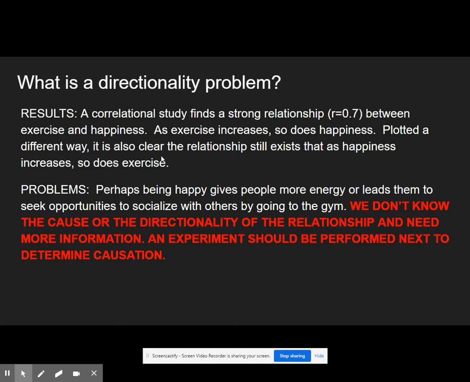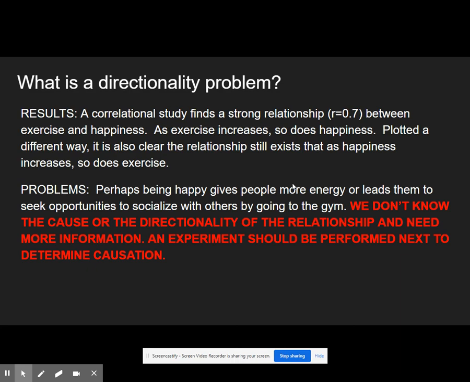Now, there's also something called a directionality problem. So, for example, one of the things we know is that there is a strong relationship between exercise and happiness. As exercise goes up, happiness goes up. But if we change the location of those variables, as happiness goes up, exercise goes up. So we don't really know which one causes which, right? We can't even draw the conclusion of causation because we don't know the directionality of the relationship.